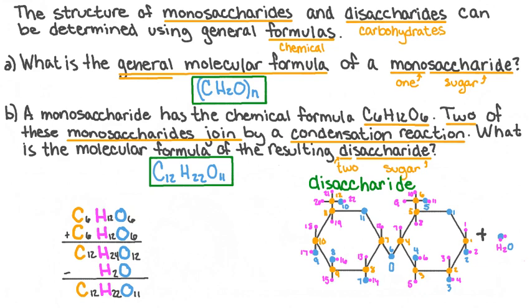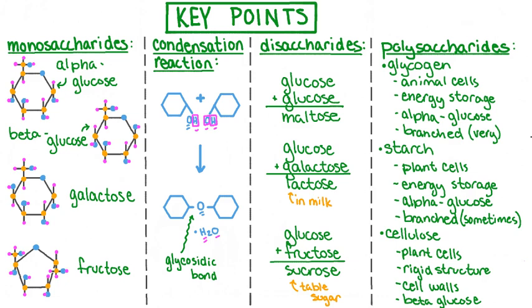Let's wrap up our lesson by taking a moment to review what we've learned. In this video, we learned about the structure of carbohydrates and their importance in living organisms. We learned how bonds form between monosaccharides through condensation reactions, forming disaccharides and polysaccharides. We learned about 3 examples of polysaccharides: glycogen, starch, and cellulose, and how their structure is related to their function.